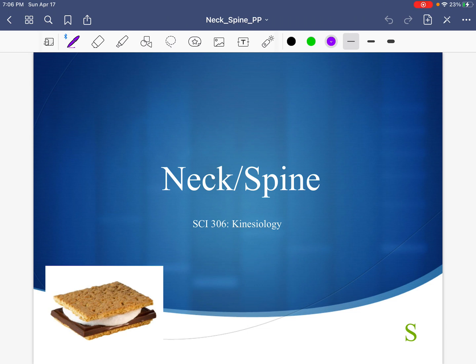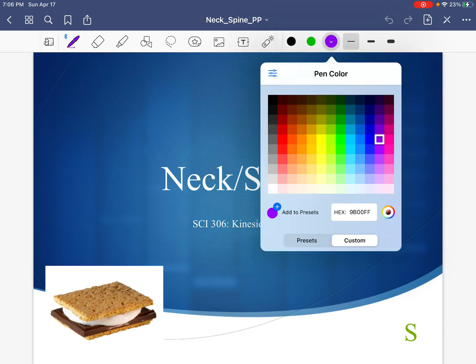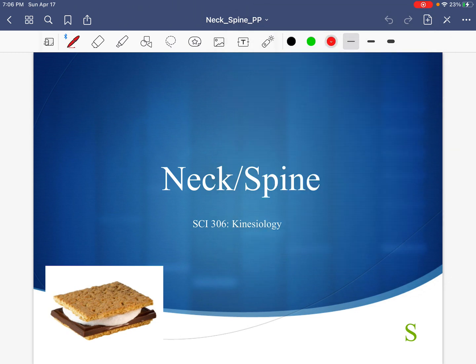Okay, so if we're talking about the neck and the spine, let me pick, maybe red will be good for this color. You can read right from your notes the functions. The neck and the spine is all about support, holding up the body, the ability to give some flexibility. So really the two biggest ones would be support and the ability to give some flexibility. As we're going to find out, the amount of flexibility varies depending on region, whether it's cervical, thoracic, or lumbar. But we'll talk about it.